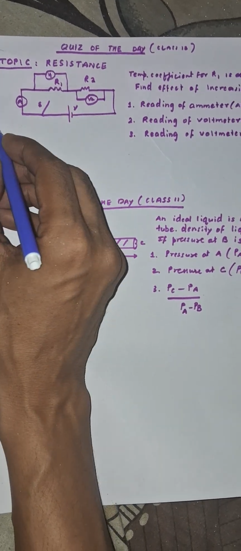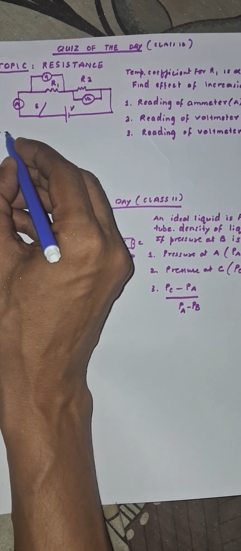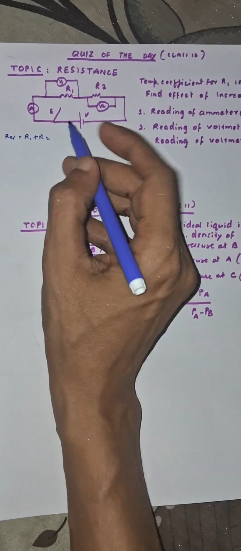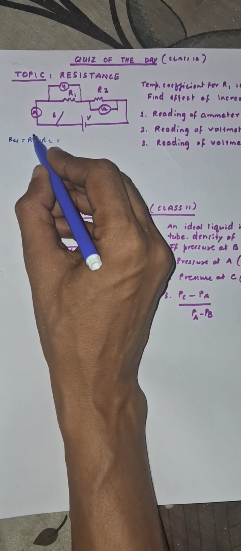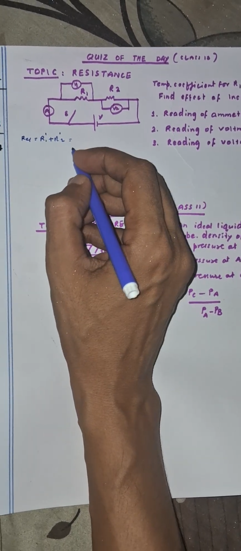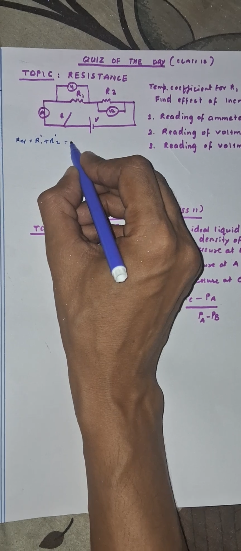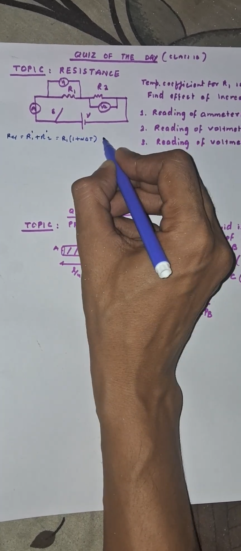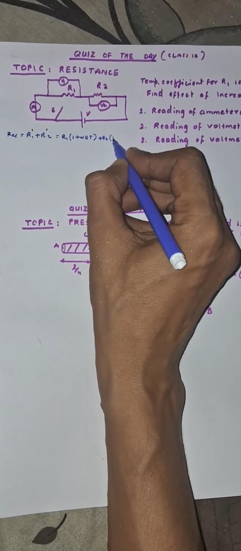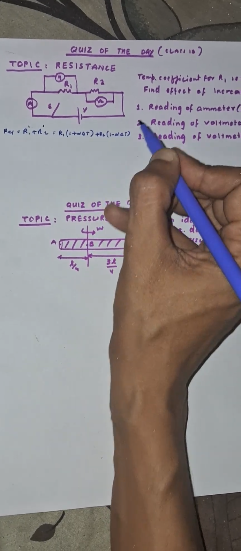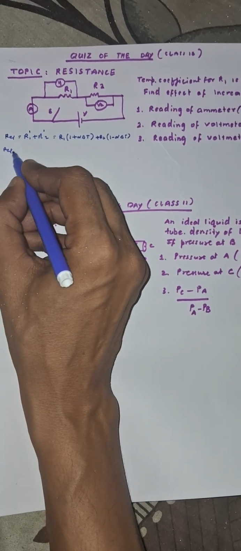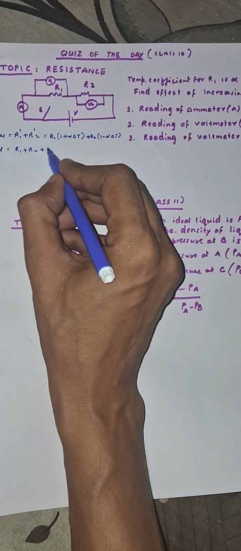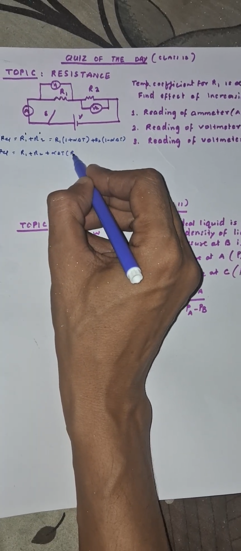But since these two resistances are in series, we can say that R equivalent will be R1 plus R2. So on increasing temperature, R1 and R2 will change. Let us write that the resistances become R1 dash and R2 dash after changing temperature. So R1 dash can be written as R1 (1 plus alpha delta T), and R2 dash can be written as R2 (1 minus alpha delta T). Here is the trick. So R equivalent will be R1 plus R2 plus alpha delta T into (R1 minus R2).